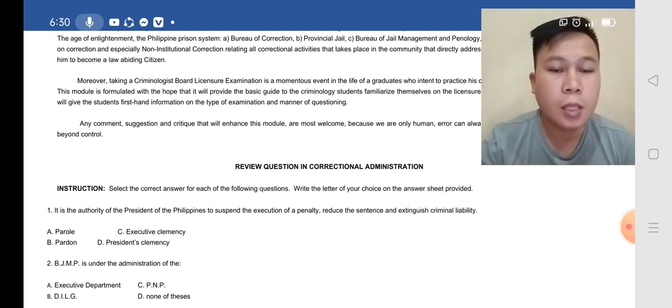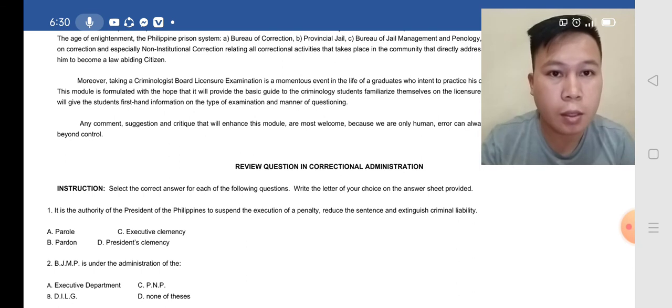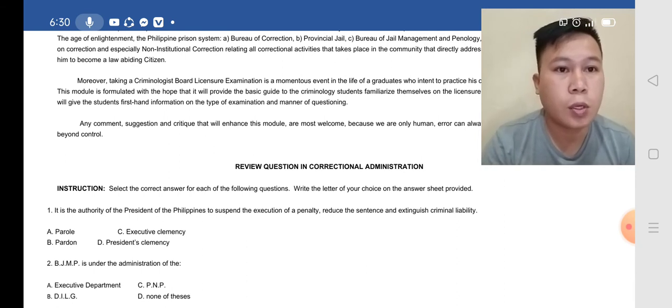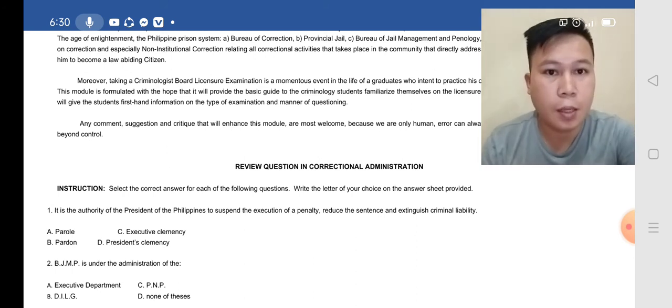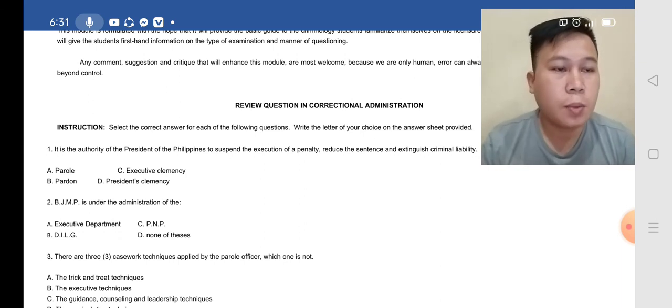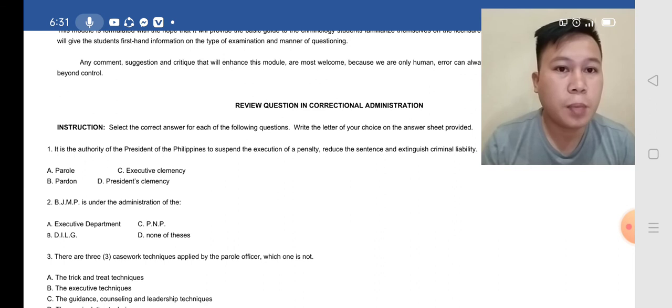So what is the right term that defines the authority of the President of the Philippines to suspend the execution of penalty, reduce the sentence, and extinguish criminal liability? The BGMP is under the administration of the Executive Department, the ILG, the PNP, none of these. Sorry for the word "this". So, saan dyan makikita ang sagot?